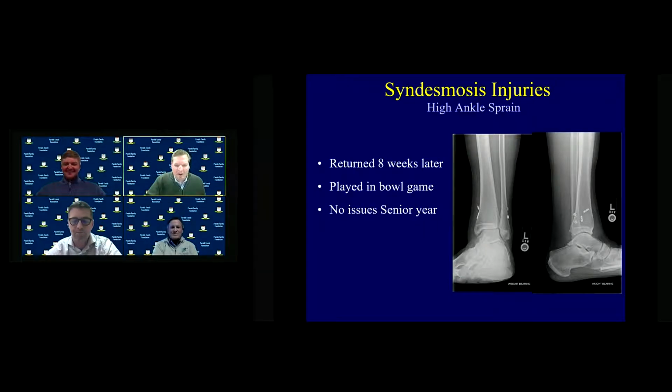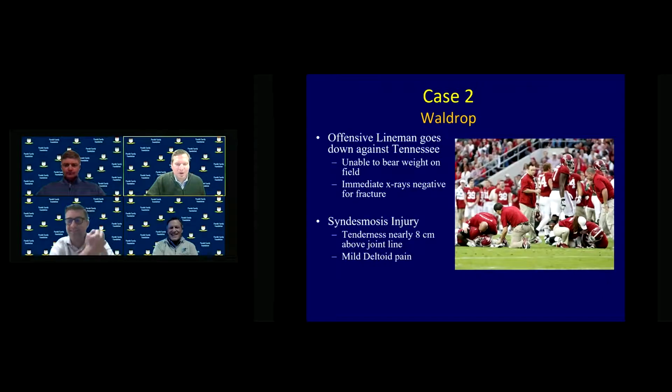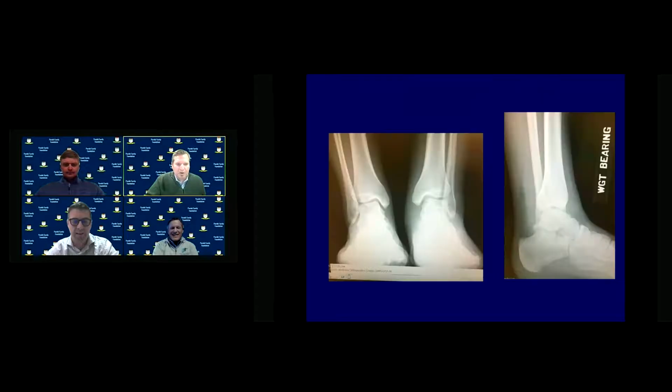But he was able to play in our postseason game and played another season and had no issues with his ankle subsequently. So we're going to go to the second case. This is one of Norm's cases. Similar story. Offensive lineman goes down, difficulty weight bearing, X-rays negative for fracture, pretty clear deltoid injury.